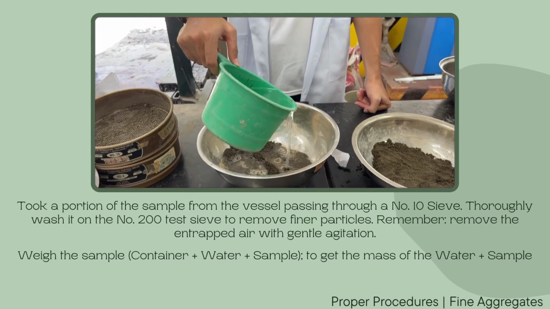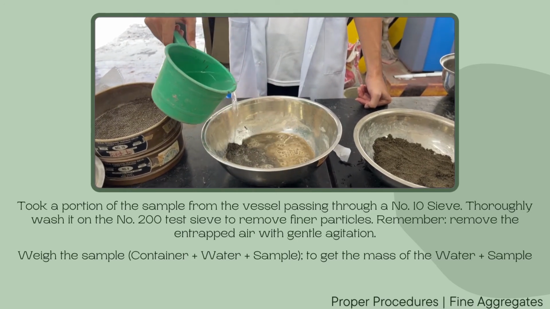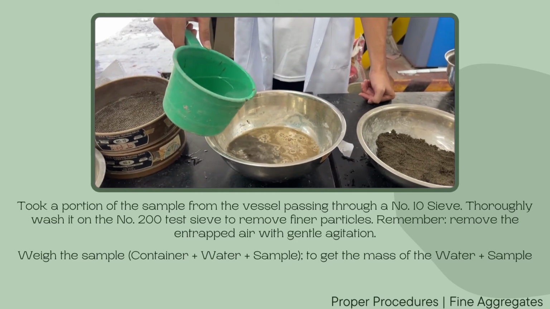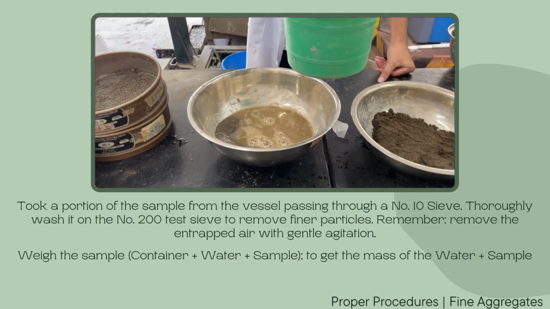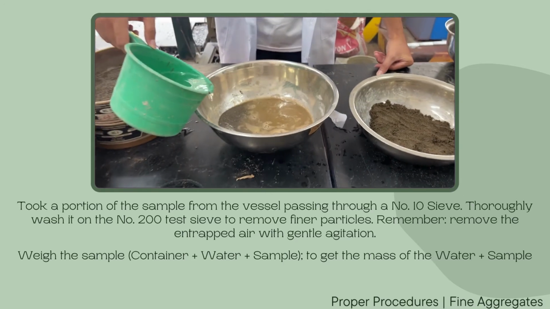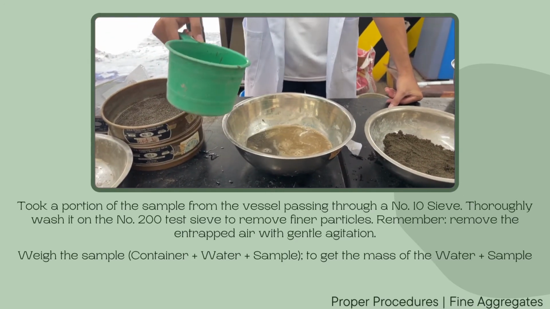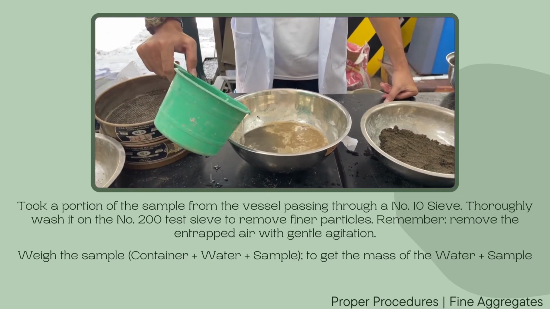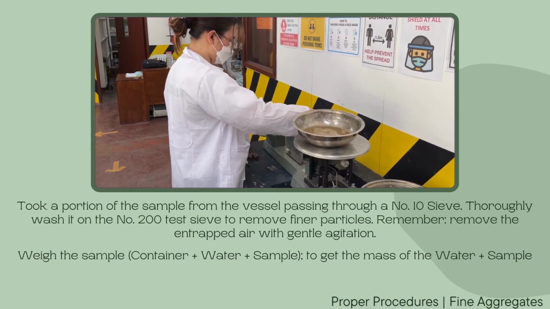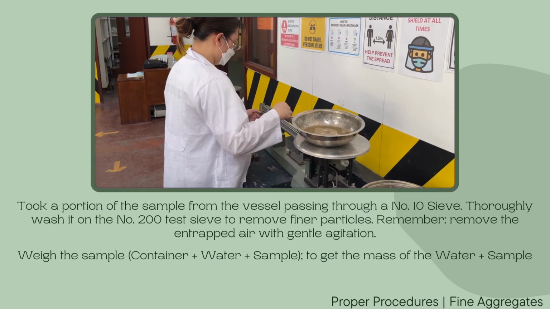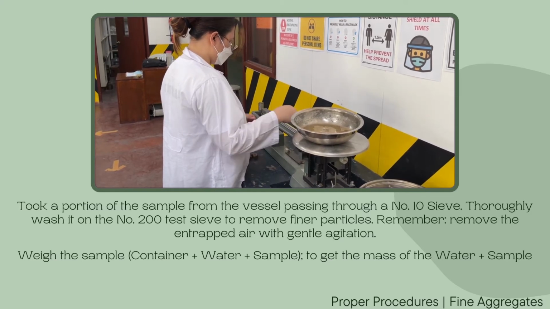First, take a portion of the sample from the vessel passing through a number 10 sieve. Thoroughly wash it on the number 200 test sieve to remove finer particles. Remember, remove the entrapped air with gentle agitation. Second, weigh the sample, container plus water plus sample, to get the mass of the water plus sample.